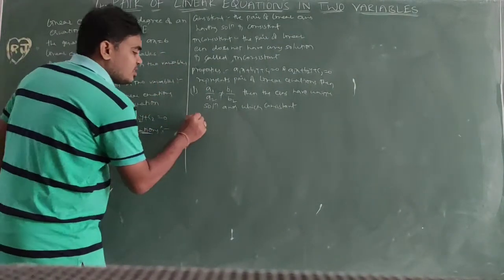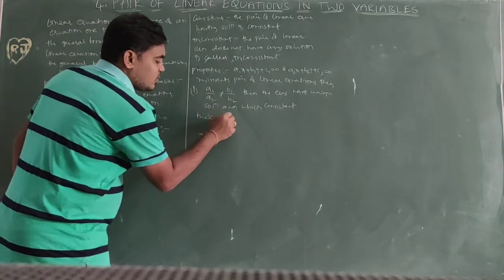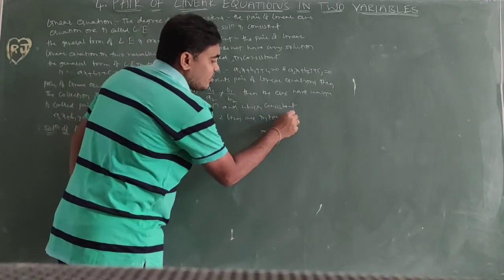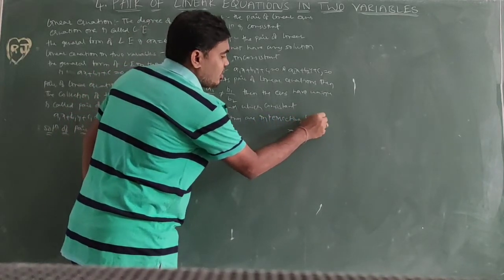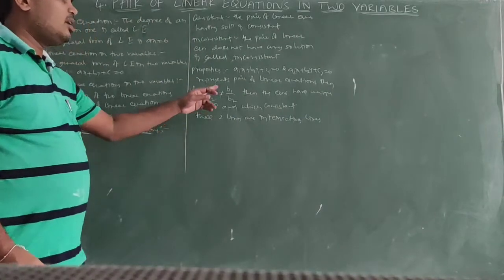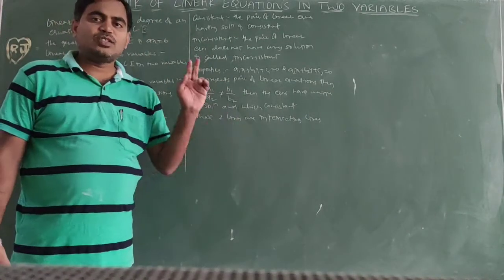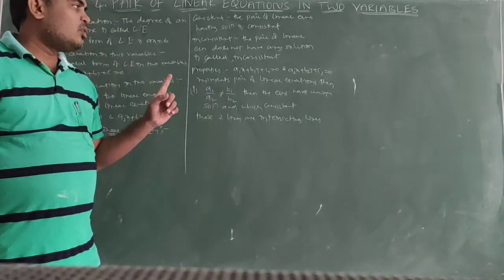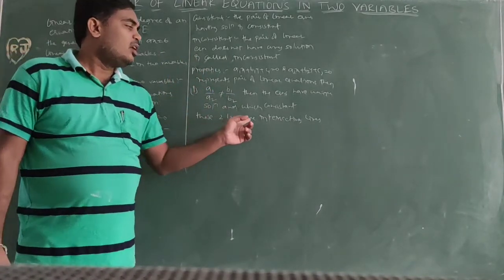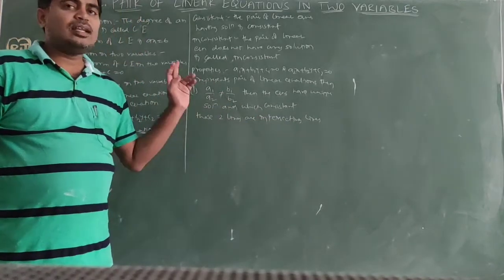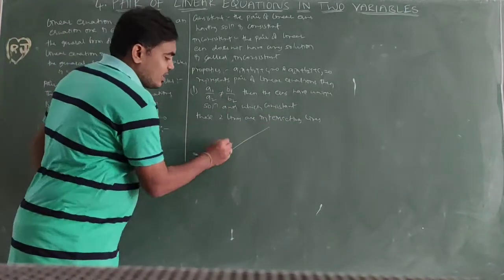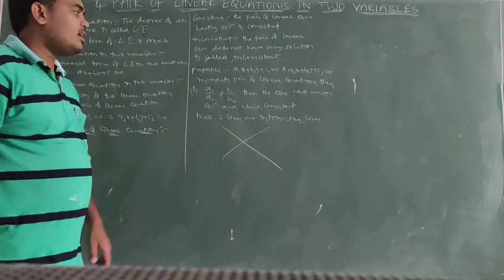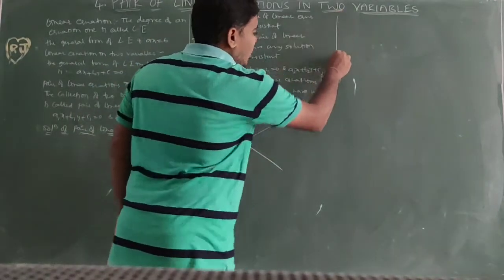If a1 by a2 is not equal to b1 by b2, then the two lines must be consistent, having a unique solution. Having a unique solution means the two lines are intersecting lines, like this. This is one line, this is the other line.